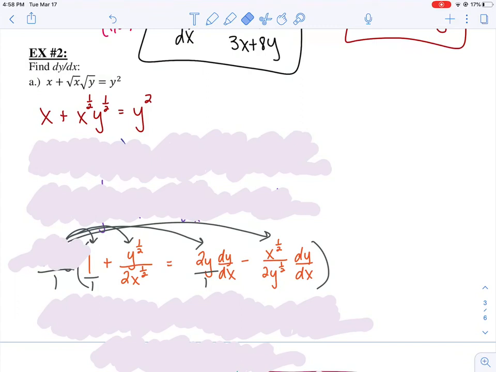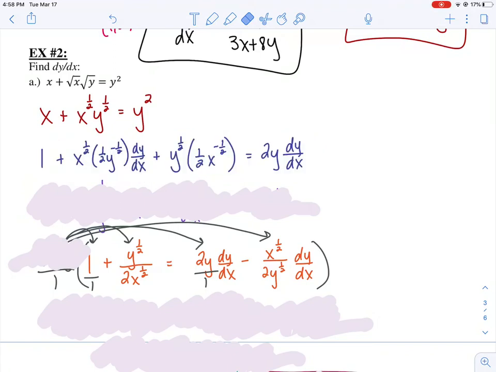Now let's practice your implicit differentiation, making sure you use product rule for that middle piece. Try it, pause your video, see if you get the same thing I did. Woohoo, okay. I got 1 plus x to the 1/2 times 1/2 y to the negative 1/2 dy dx. That's the power rule with implicit differentiation. Plus my y squared times 1/2 x to the negative 1/2 equal to 2y dy over dx. That's product rule with a couple power rules in there with my implicit differentiation.